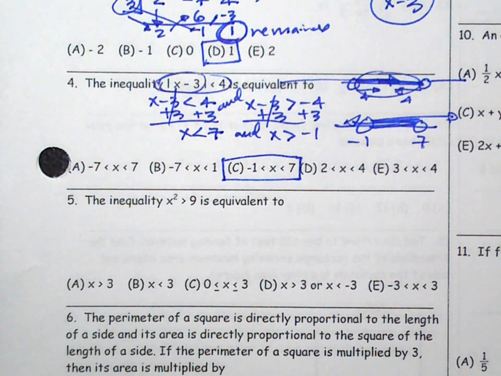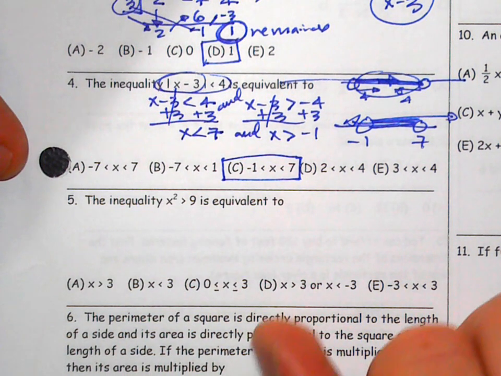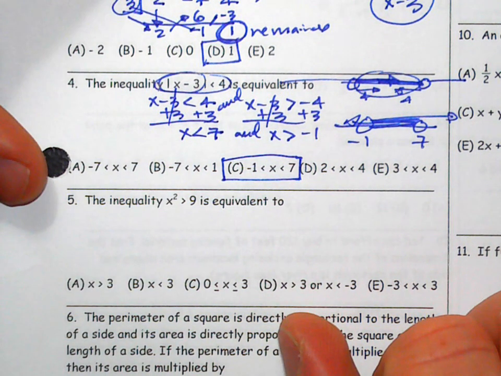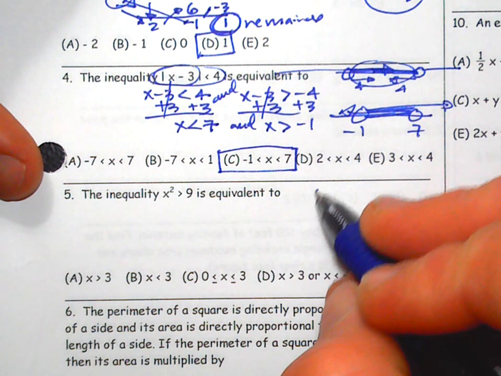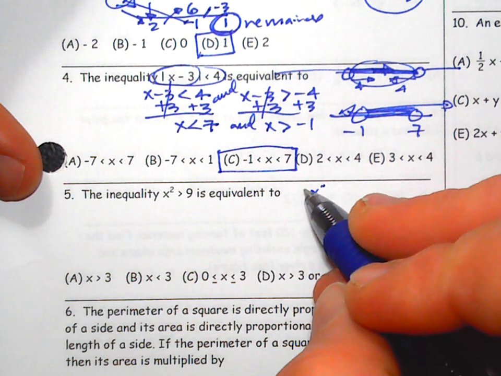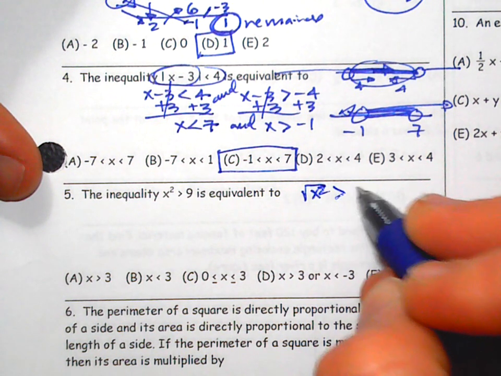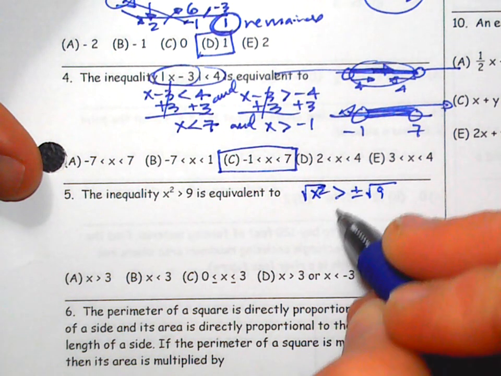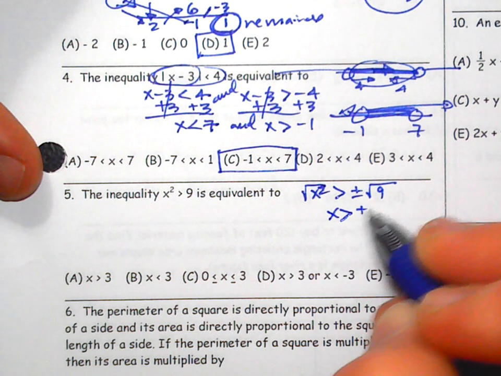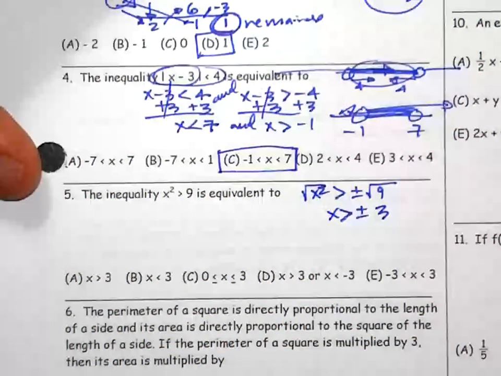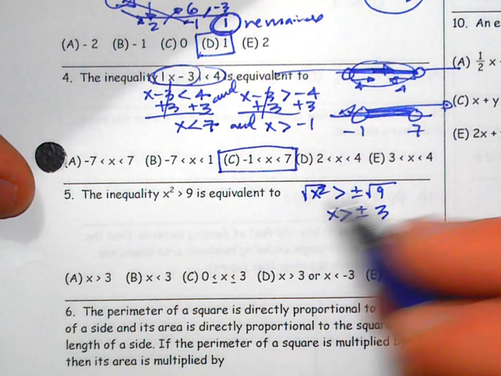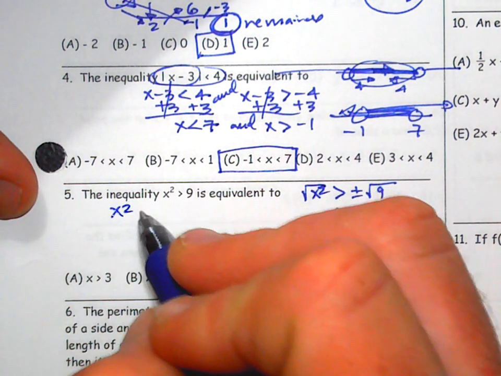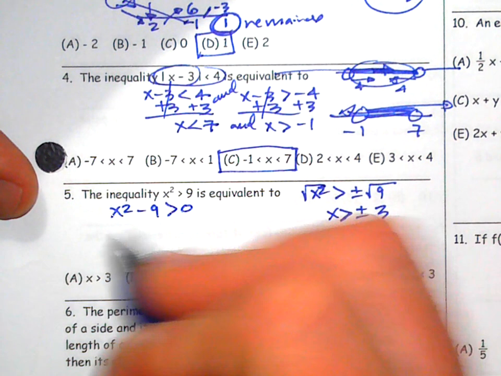Number 5, you have a polynomial inequality. And you got to be careful, because sometimes people might do this. Like they might say, okay, well, let's take the square root of both sides, plus or minus. And so they get x is greater than plus or minus 3. And that's not quite right. So usually with polynomial inequalities, I don't want to do that. What I'd rather do is move everything on one side, factor it.